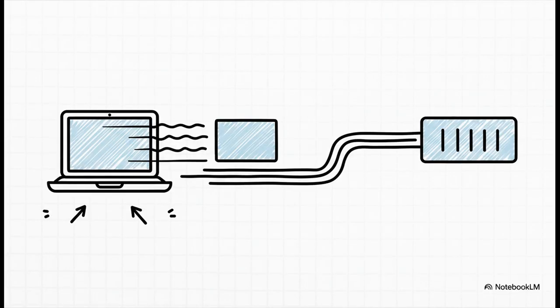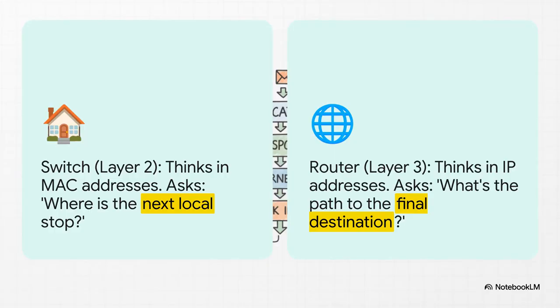And we are off. The frame, which at this point is really just a stream of electrical signals or pulses of light, travels from your computer through an Ethernet cable or Wi-Fi to the very first piece of networking hardware it meets, which is usually a switch. So our frame is about to meet two really important but very different devices, a switch and a router.